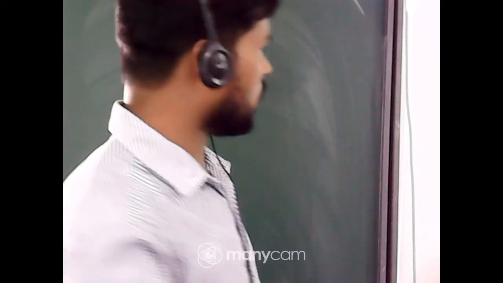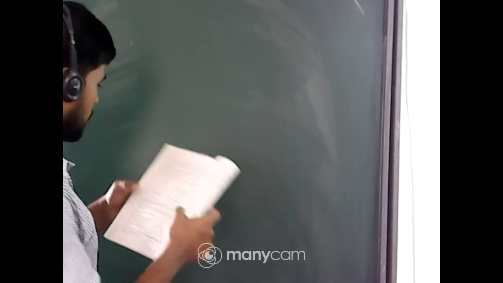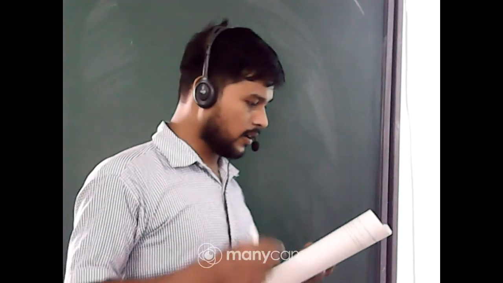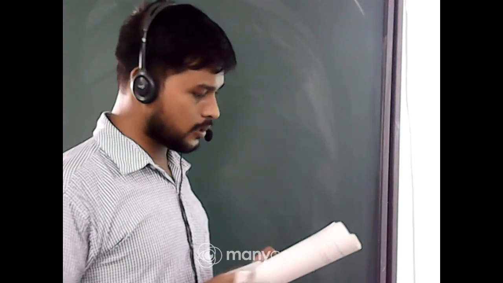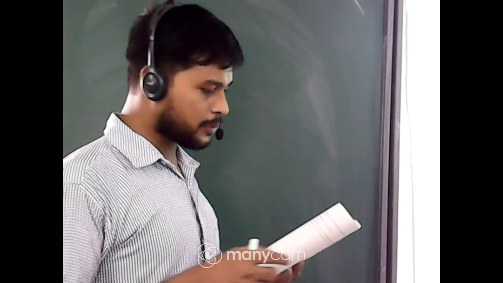Okay, so let's start today from question number 6. We just have a look at question number 6. The length of the tangent from a point A at a distance 5 centimeter from the center of the circle is 4 centimeter. Find the radius of the circle.